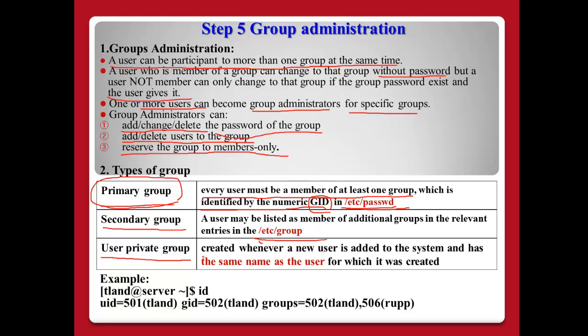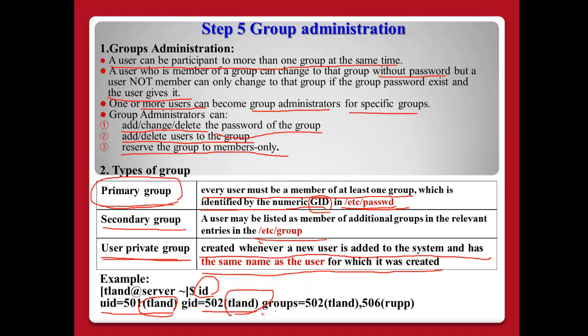And the usual private group is created whenever the user is added to the system and has the same name as the user for which it was created. It means whenever a user is created, normally the user has the same group. We call this one user private group. For example, if we use this command id here, we can find all information about the user and the groups. For example, here uid tilde, the gid tilde. In this case, the uid and the GID name are the same.